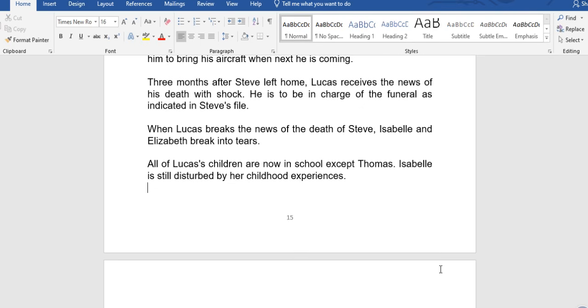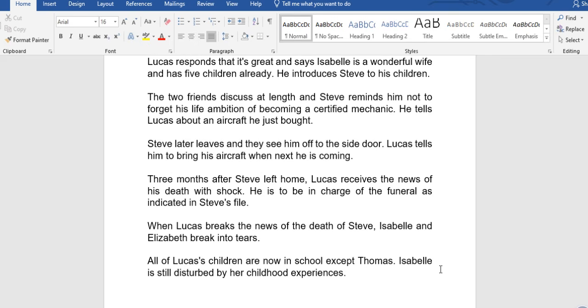The two friends discuss at length, and Steve reminds him not to forget his life ambition of becoming a certified mechanic. He tells Lucas about an aircraft he just bought. Steve later leaves, and they see him off to the side door. Lucas tells him to bring his aircraft when next he is coming.